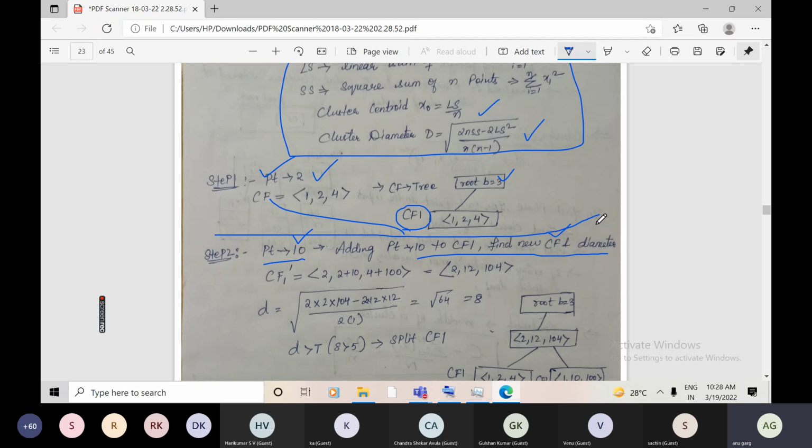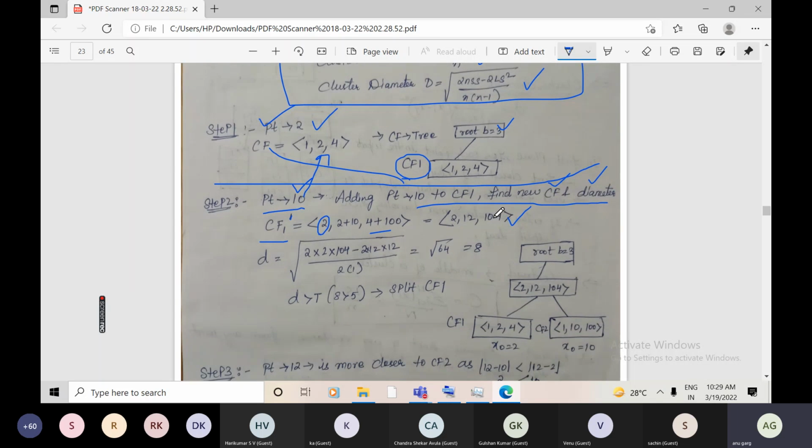Then you find your new CF and diameter. So what will be your new CF? Denote it with CF1 dash. When you add 10 into this, how many points will you have in this cluster now? 2 points. And then add 10 to the 2, and 10 square to the 4. So we have got the new feature vector.